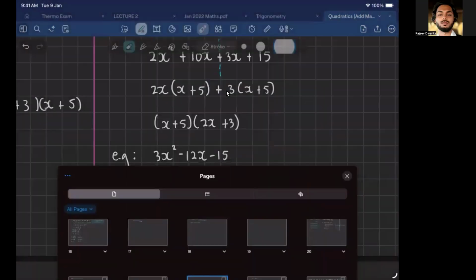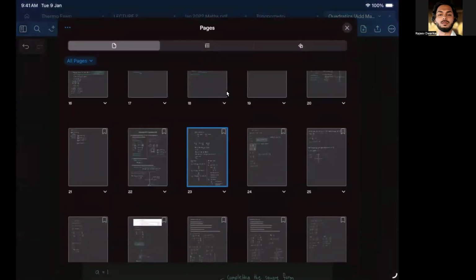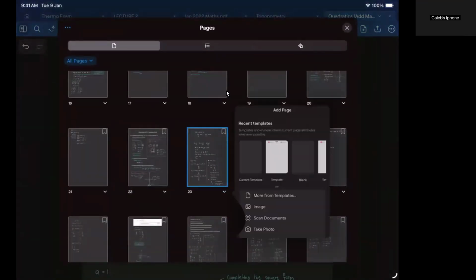So now you know how to factorize the 2 types of quadratics. If it's coming at you, you should be able to handle it like a boss.